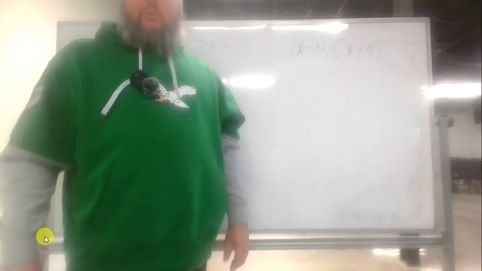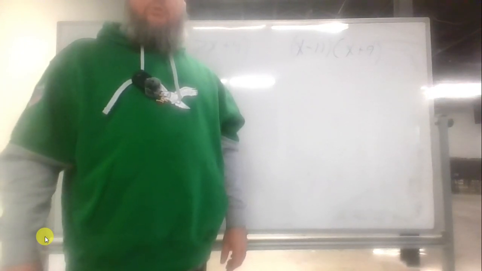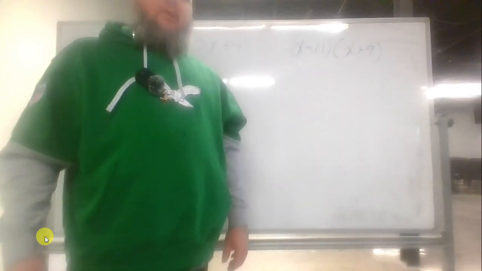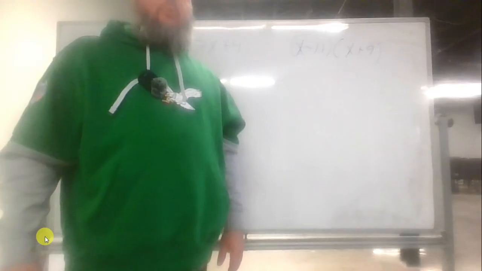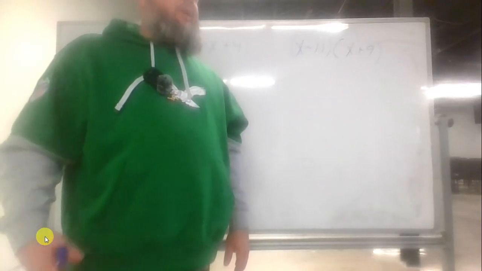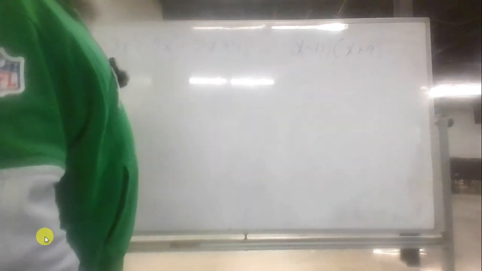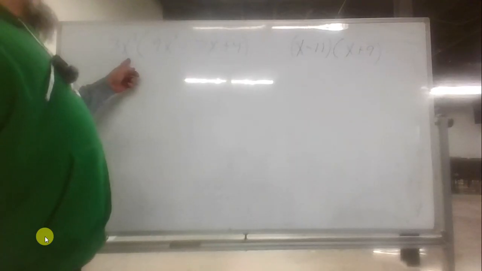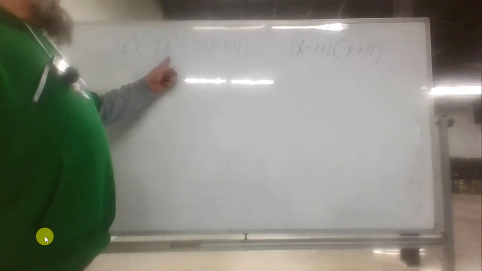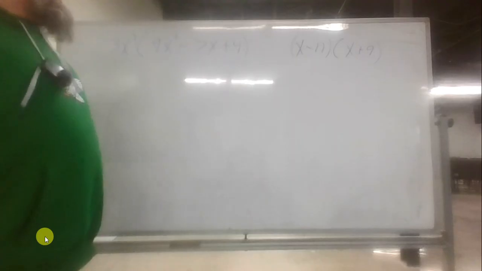All right, in this video, we're going to look at Week 9, Support 2. This comes from Chapter 5, Section 2 in the textbook. It's about multiplying polynomials. We'll start off multiplying a monomial by a polynomial. We're going to have 3x squared times the quantity 9x squared minus 7x plus 4.